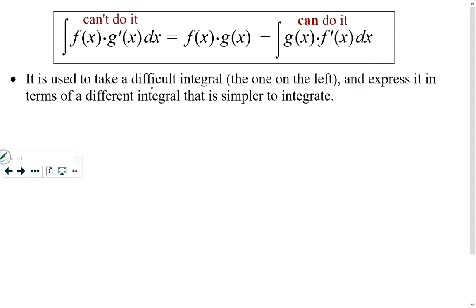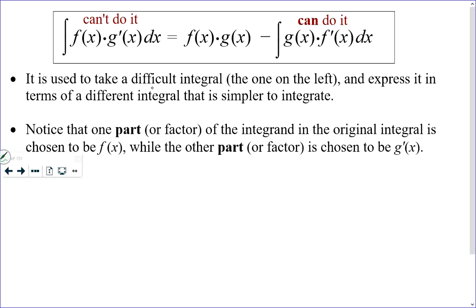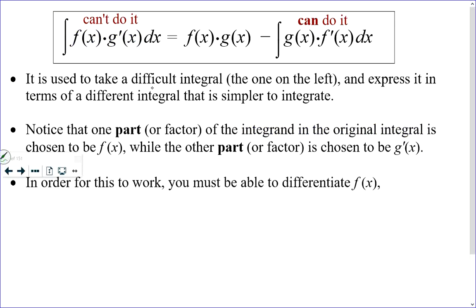So it's used to take a difficult integral and express it in terms of a different integral that's simpler to integrate. One part of the integrand, and the part here is a factor, is chosen to be f of x. That's the original integrand. One part is chosen to be f of x, and one is chosen to be g prime of x.